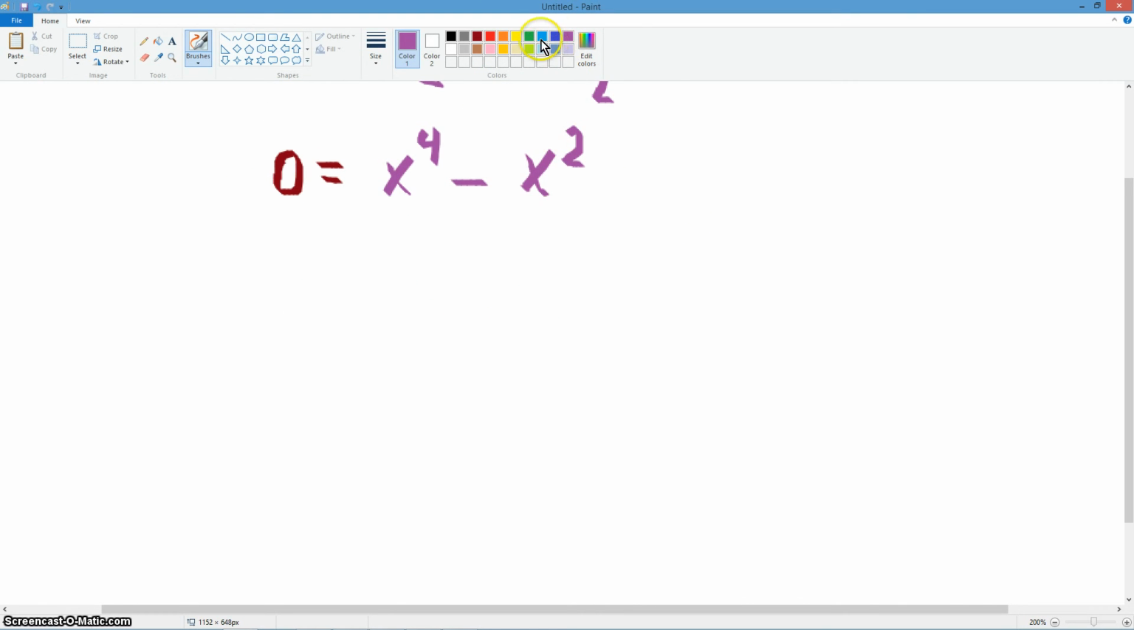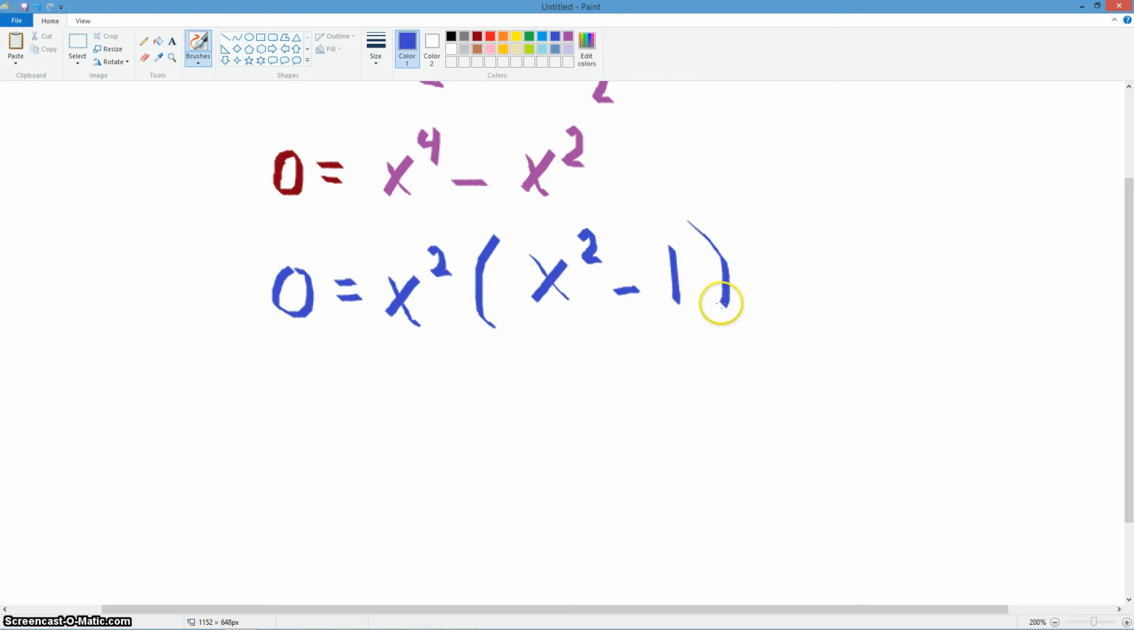So now I can see that I can take out an x. Actually, I can take out more than one x. I can take out 2 x's. I'm going to take out an x squared, and I am left here with x squared minus 1. How do you know if you factored correctly? Multiply it or distribute this back in, and you should get the step above.